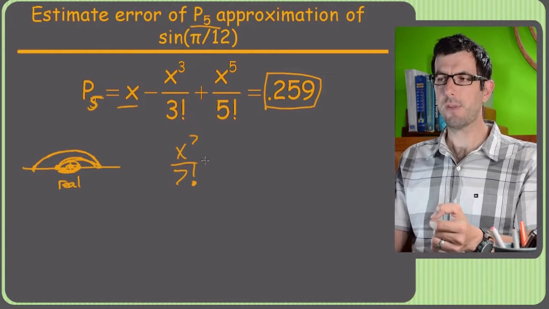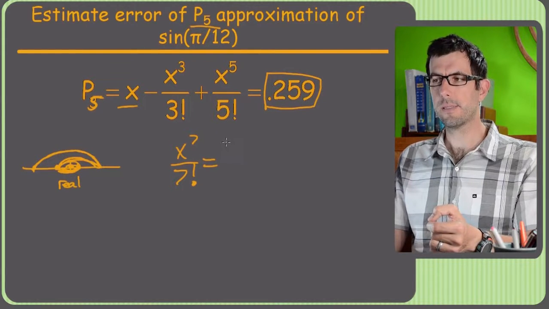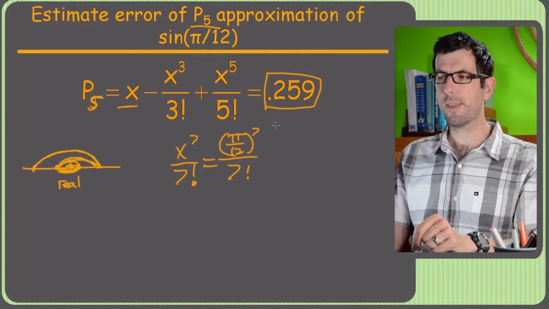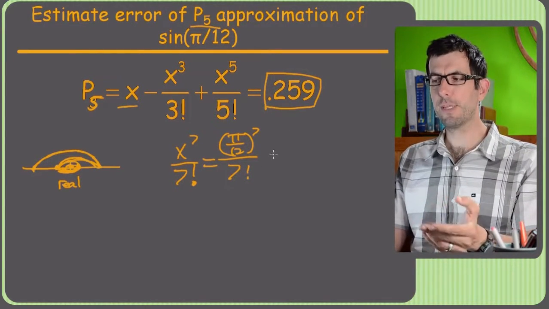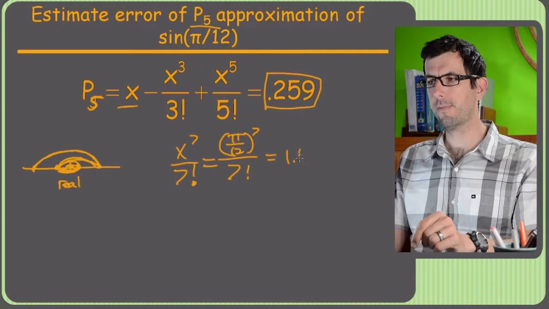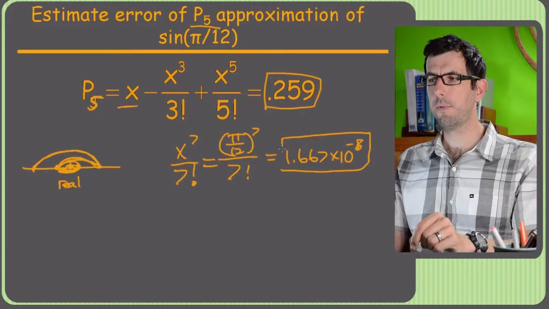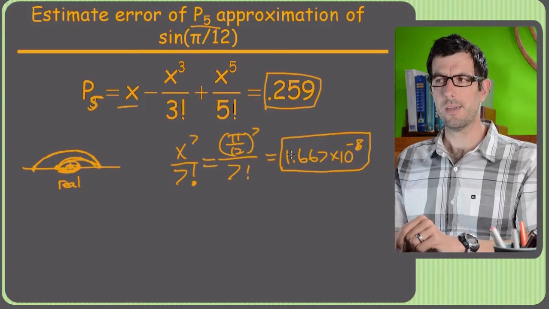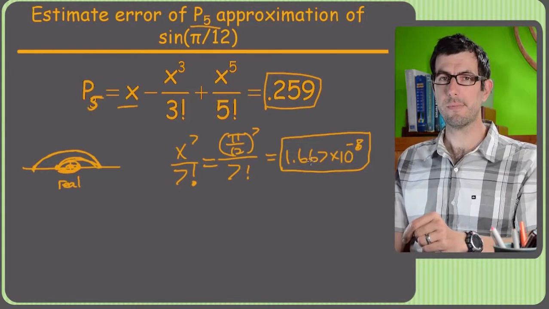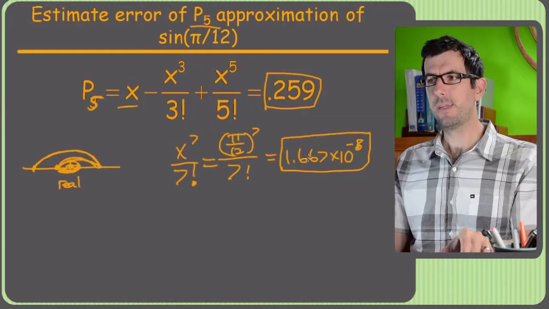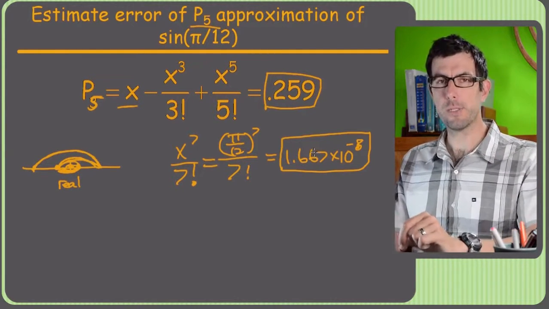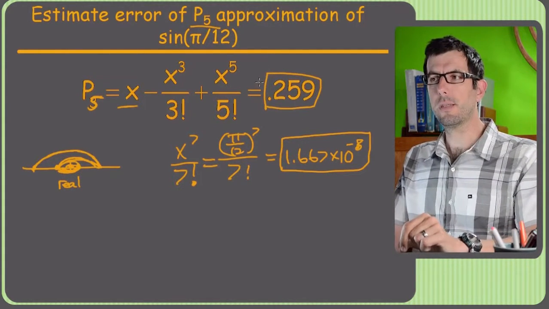So we plug in x to the 7th over 7 factorial. x is still pi over 12. 7 factorial is a ridiculously large number. It's like over 1,000. So anyway, this gets really small. So it turns out that the error, the remainder, is around 10 to the minus 8. So that's 8 decimal places, which is pretty crazy. And that just goes to show you how accurate the approximations are when we're close in.